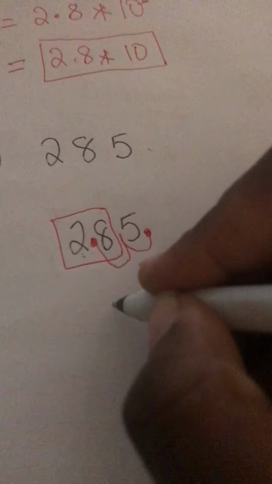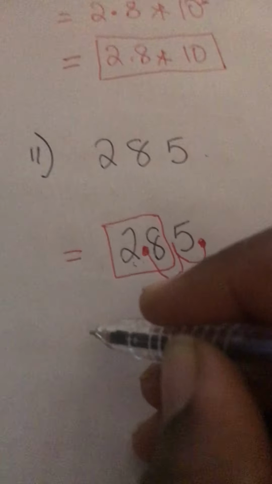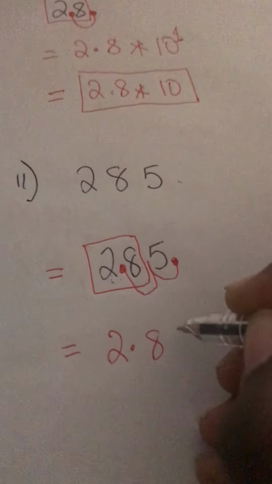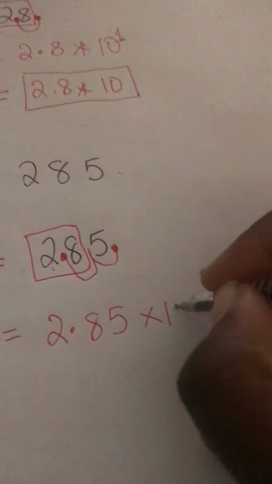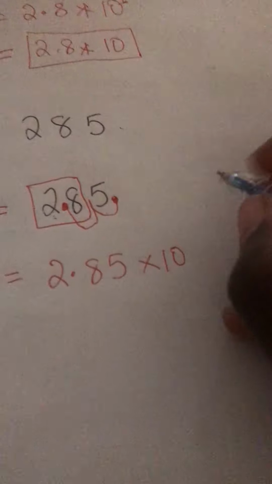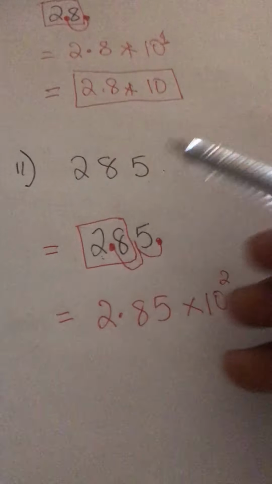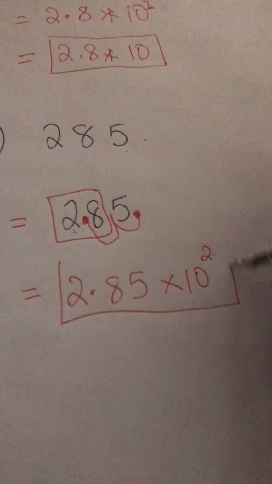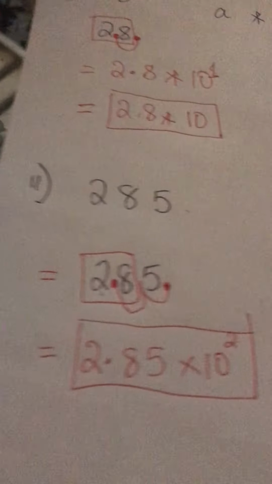Okay? So now we're going to write our answer. So this is step 2. Then this is step 3. So we're going to write 2 and 85 hundredths times 10. How many times did you move your decimal? 2 times. So I'm going to write 2. And then I look. Did this number start with 0? No. So my exponent is positive. And I box it.